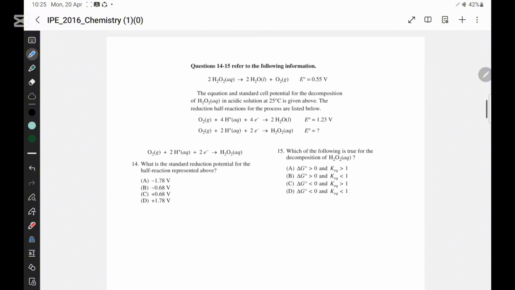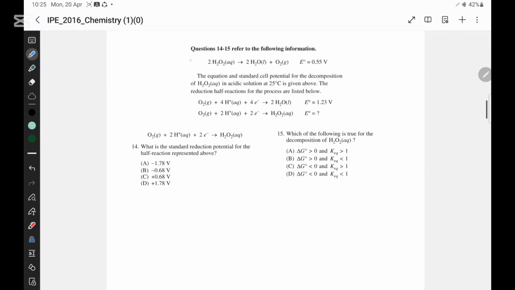And now for the next question, questions 14 to 15, they are saying 2H2O2 in aqueous form is forming 2 water molecules in liquid plus O2 in gas. The equation and stated cell potential for the decomposition of H2O2 in acidic condition at 25 degrees Celsius is given below. The reduction half reactions for the process are listed below. So this is the main equation, and we have to transform these two equations to make this equation.